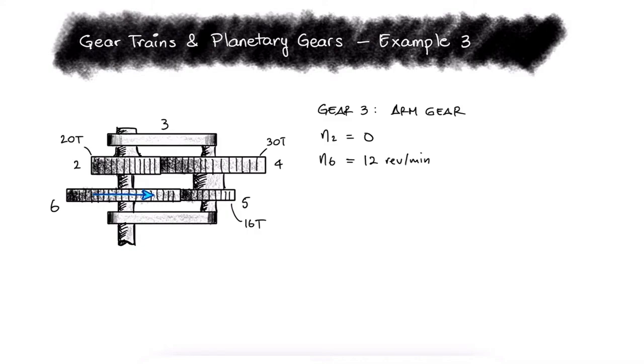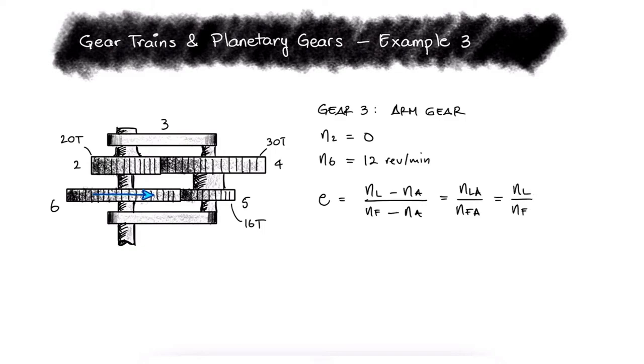From that main video, we know that the train value e will be equal to the speed of the last gear minus the arm gear over the first gear minus the arm gear. But the train value e doesn't need to be defined anyways. This fraction on the right is just equal to the speed of the last gear over the speed of the first gear with respect to the arm. And since they're both with respect to the same frame of reference, in this case the arm, that ratio is the same as the speed of the last gear over the speed of the first gear.